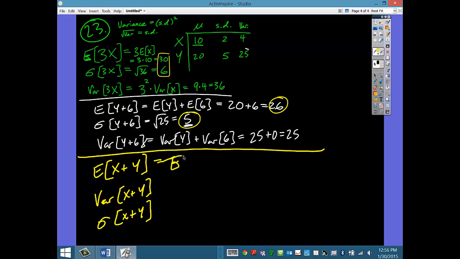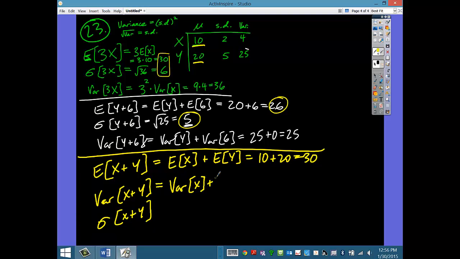So for this one, expected value is nice and easy as always. It's just going to be the simple sum of the separate expected values of x and y, right? In other words, all we have to do is add these two numbers. So it's just going to be 10 plus 20, which is 30. Now variances also add. So in a simple situation like this, variances behave very simply as well. In this case, the variances are 4 and 25. So we get 29. And so all we have to do is take the square root of that 29. Okay, done with that one.